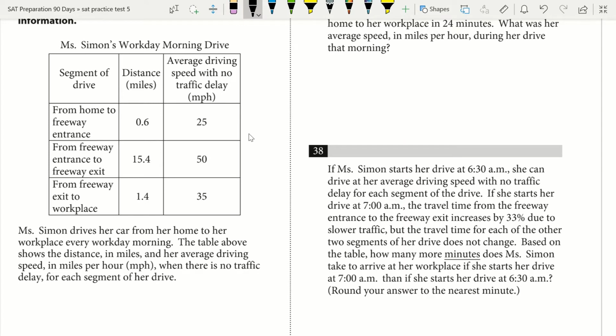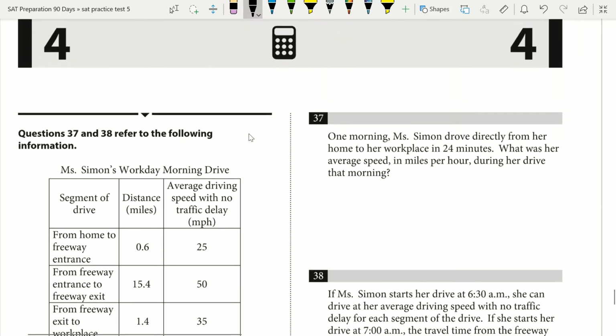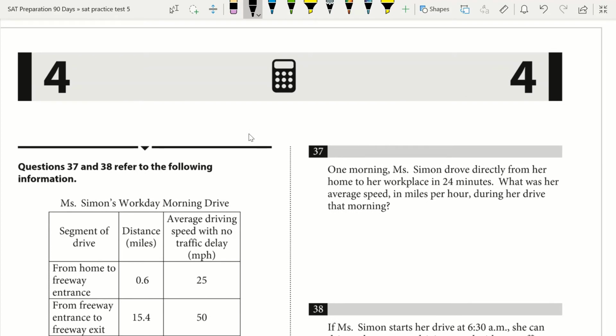Miss Simon drives her car from home to her workplace every workday morning. The table above shows the distance in miles and her average driving speed in miles per hour when there's no traffic for each segment of her drive. One morning, Miss Simon drove directly from her home to her workplace in 24 minutes. What was her average speed in miles per hour during her drive that morning?